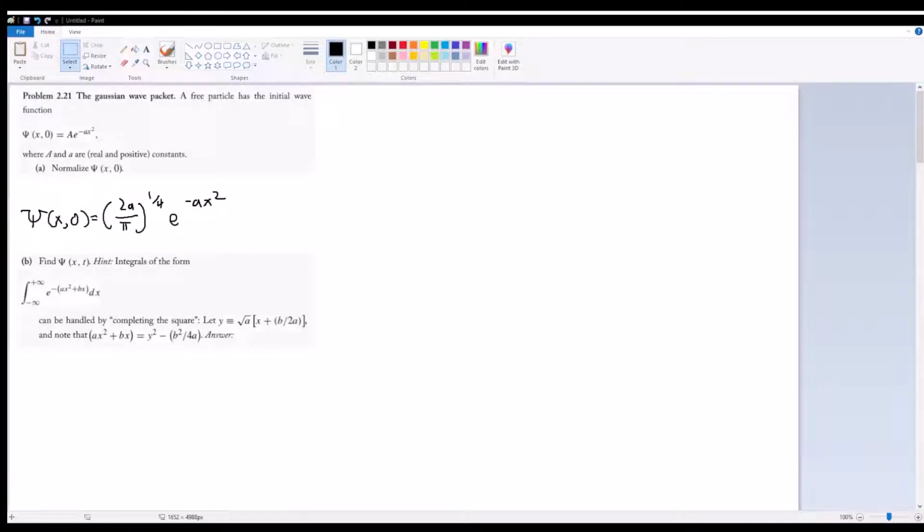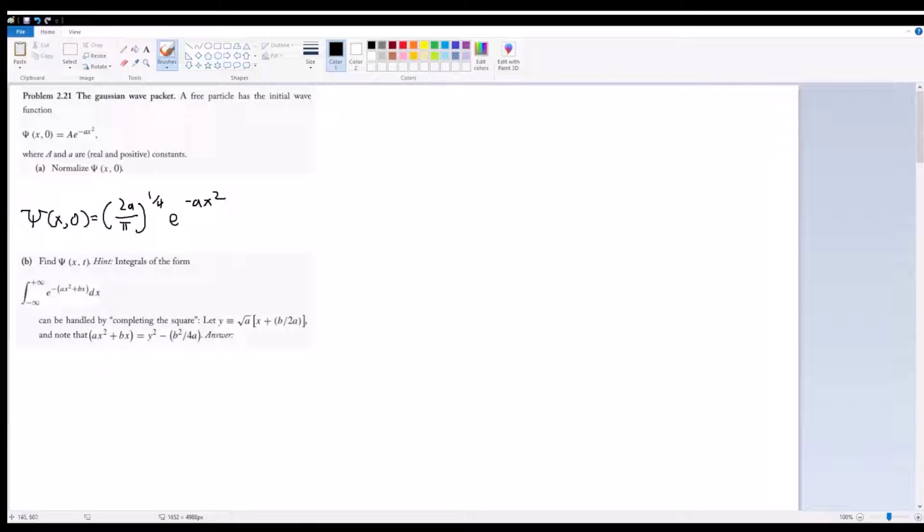All right, this is where the pain starts. So we are asked to find the general wave function psi of x comma t, and we're given a hint on how to do integrals of a very specific nature that we'll encounter multiple times throughout this calculation. So let's ignore this for now and just actually do the setup.